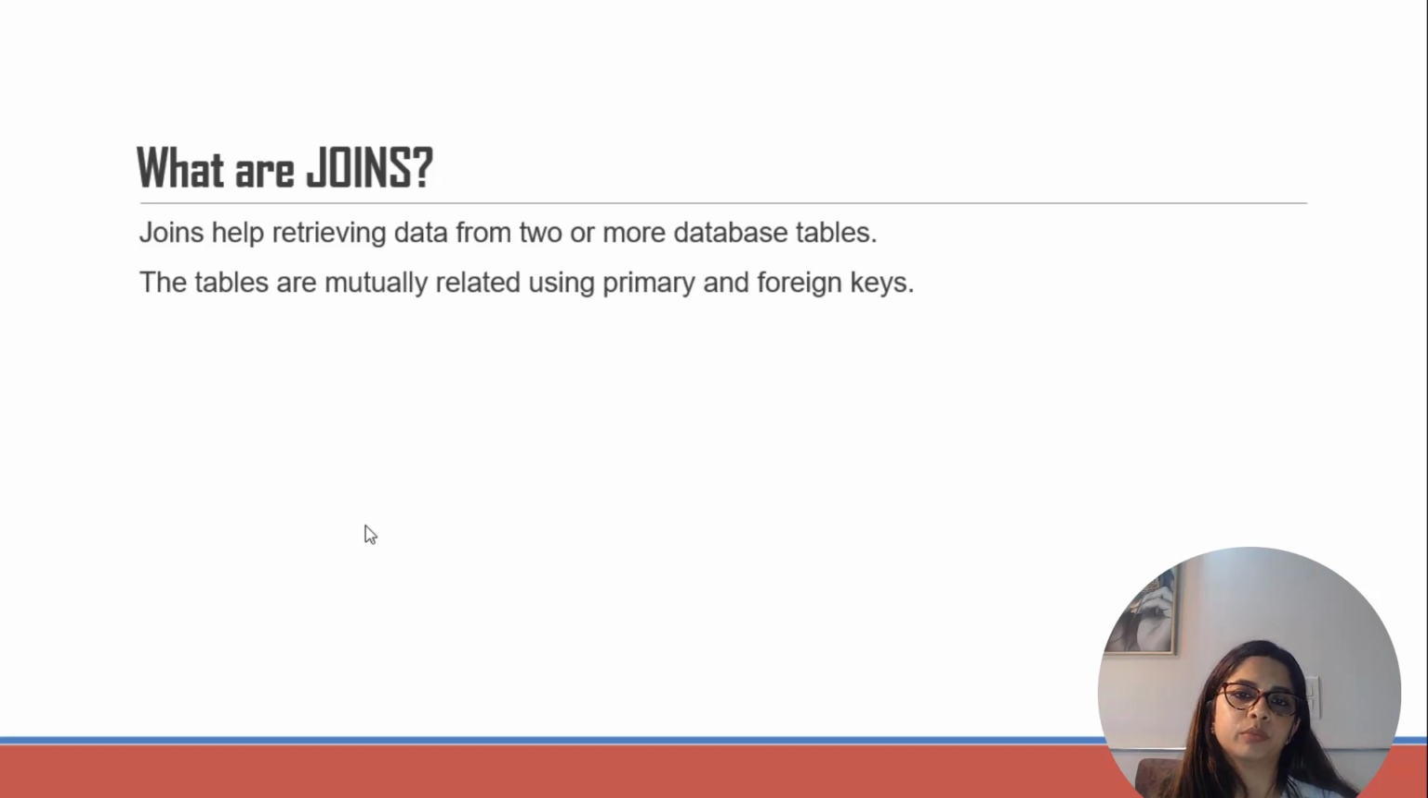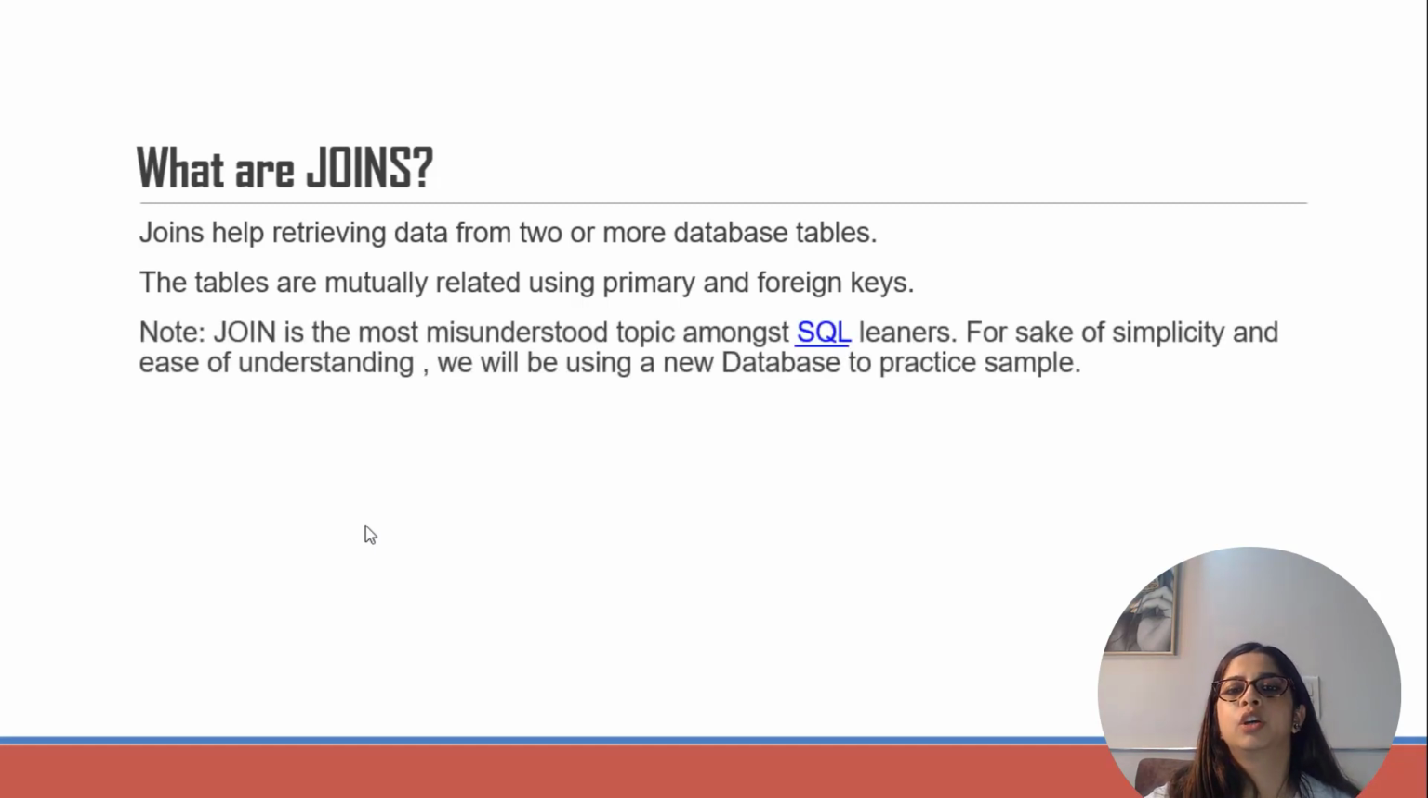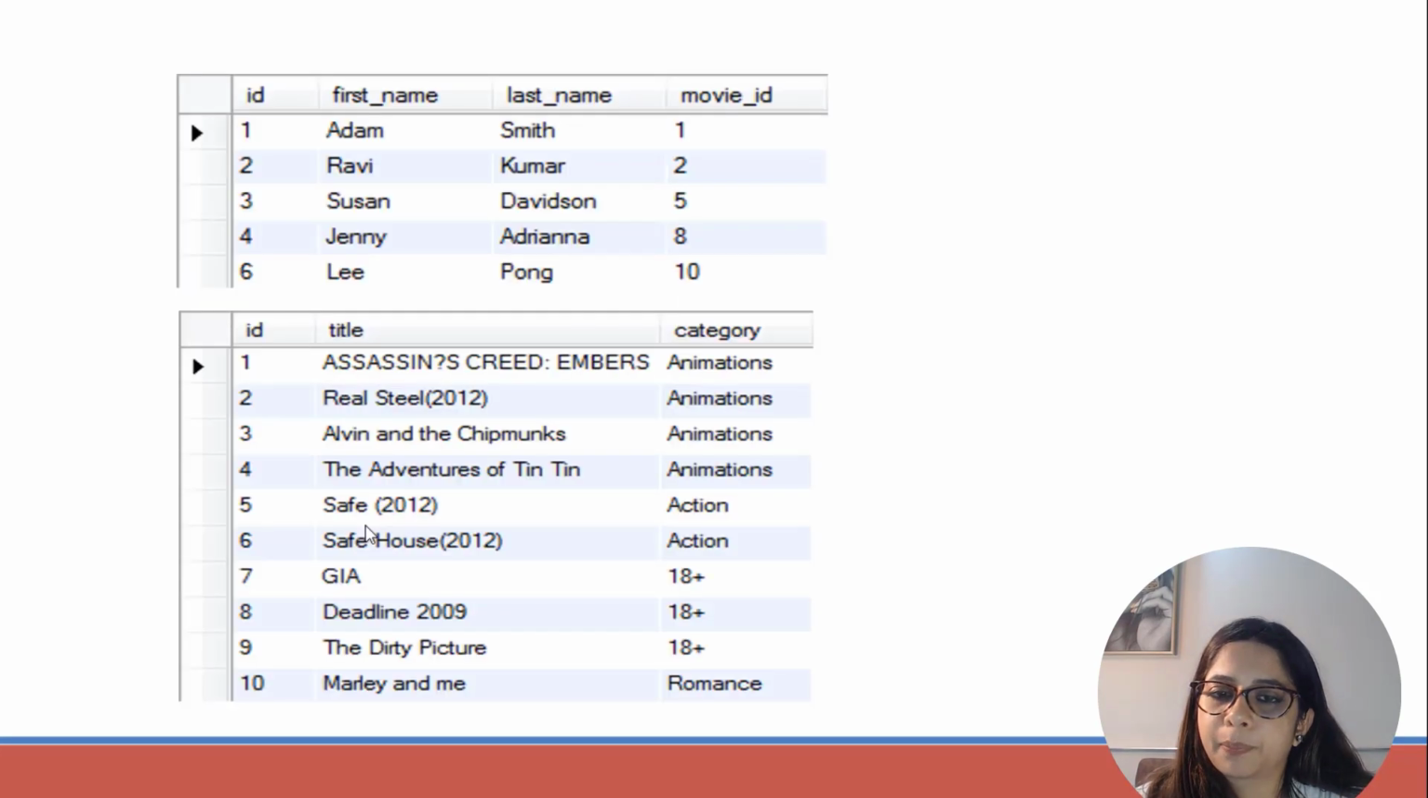Join helps in retrieving data from two or more tables that are mutually related to each other using primary key and foreign key, which we have seen in the previous sessions. Join is the most misunderstood topic, as I was telling you. It's the most confusing topic, but we'll try to sort this out today and learn it in a very simple way.